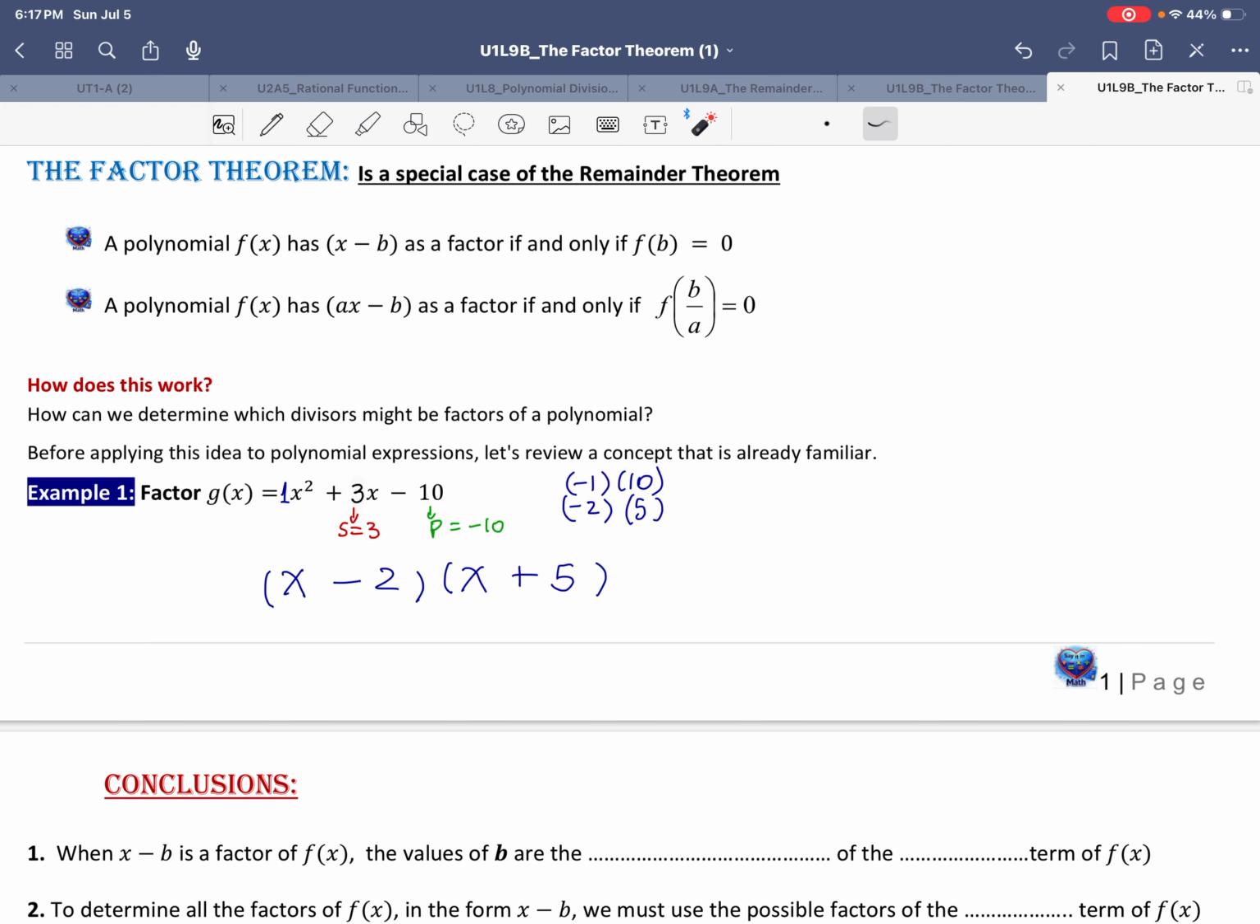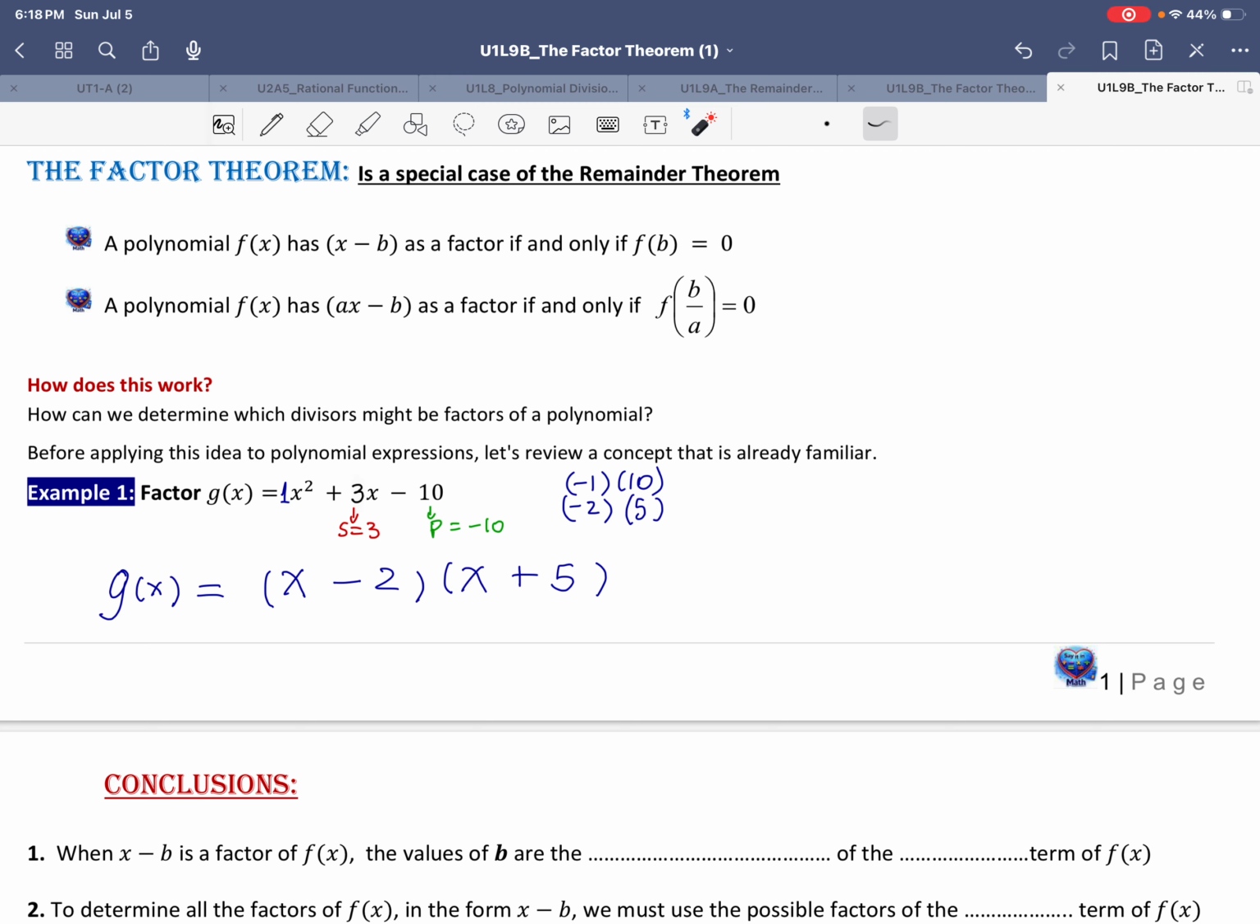As you can see, the negative 2 and positive 5 are in charge of recreating the constant term in the expanded polynomial. So the factored form of g of x would be x minus 2 and x plus 5. As you can see in this case, the values of b in these factors are 2 and negative 5, and these two numbers have to be factors of the constant term.